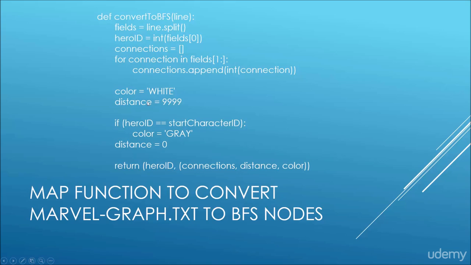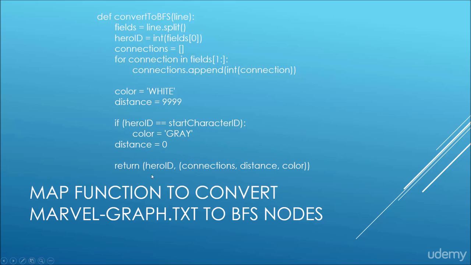Except for the initial condition. So if we're starting with, say, the Hulk, and the hero ID that we're encountering is the Hulk, we know that's the guy we want to start from. So let's say we want to measure degrees of separation from the Hulk. We would color his node gray and give him an initial distance of 0, meaning that the Hulk is the Hulk and therefore is 0 degrees of separation from the Hulk. And the color gray represents that this node needs to be processed and expanded upon through the next iteration of breadth first search.